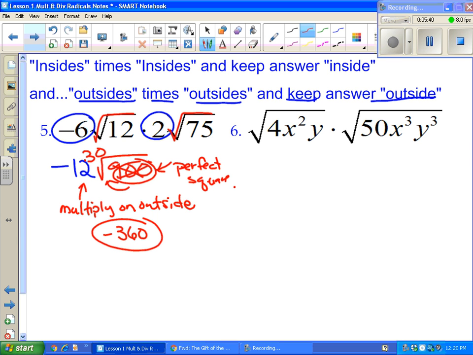Now, we have to follow the same philosophy with letters. Okay, this is a 4 underneath the square root, 50 underneath the square root. When I multiply, I'm going to get 200 underneath the square root.